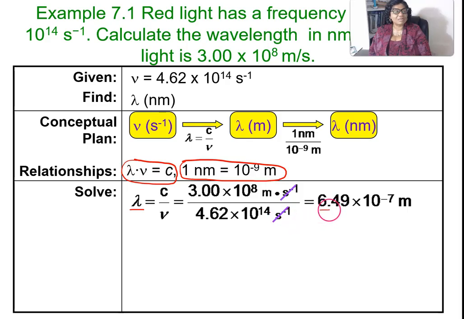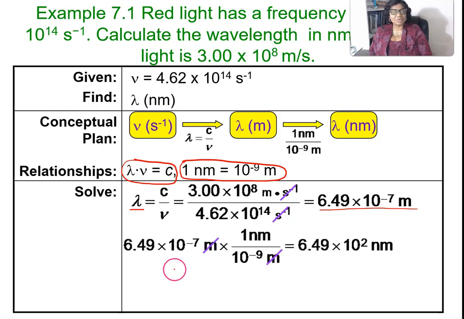And this is what we have as the wavelength in meters. So what we need to do is multiply by this conversion factor to change it to nanometers. So that's what we are doing next. So this is our wavelength in meters. Then this is the conversion factor. So the red light is 6.49 times 10 to the 2 nanometers, or we can write it 649 nanometers. So that is the wavelength of the red light when you know the frequency.